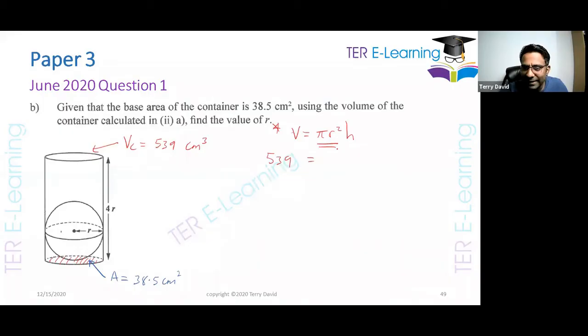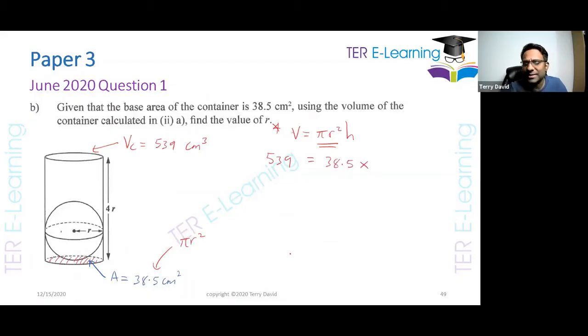Now this pi r squared here, what they've actually done, you see this figure here? That's the area of the circle. So we don't have to calculate anything. That pi r squared is actually 38.5. So we don't even have to calculate anything there. So this is going to be 38.5, right?